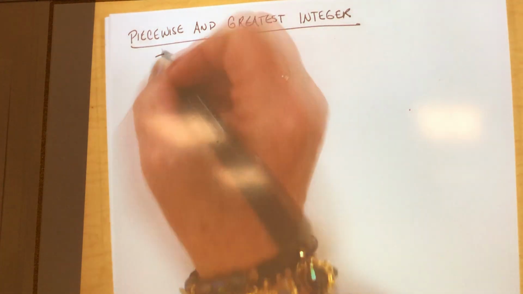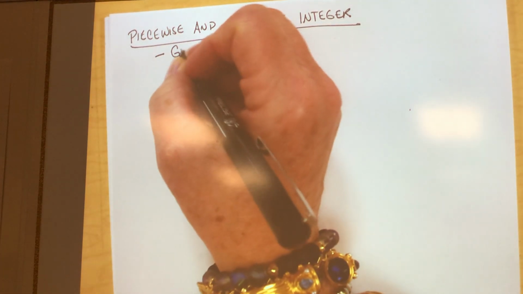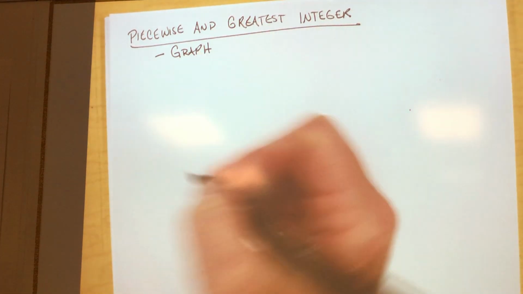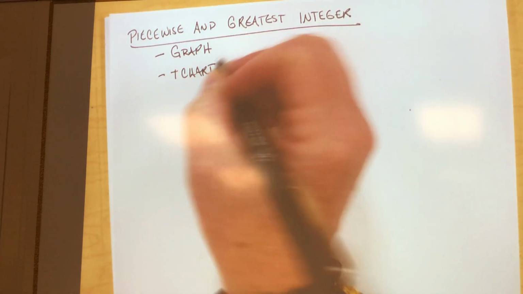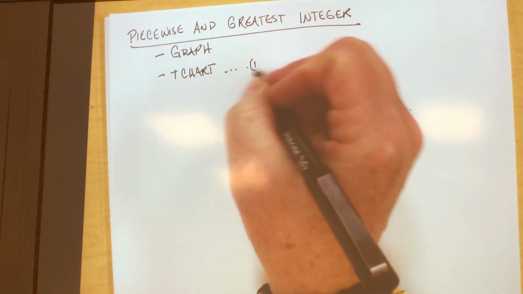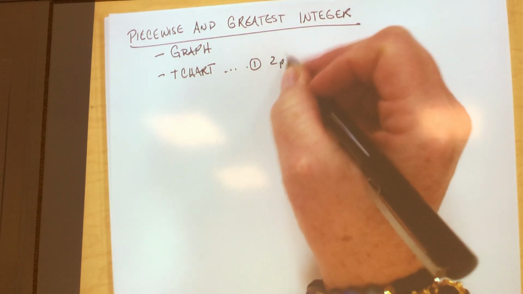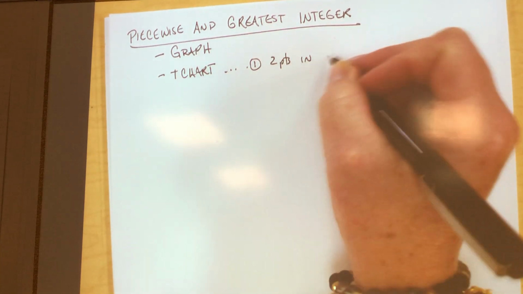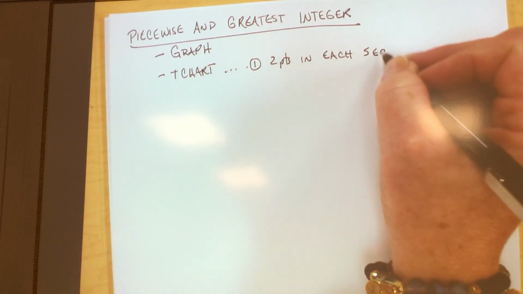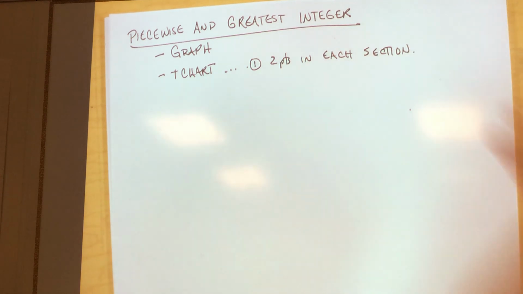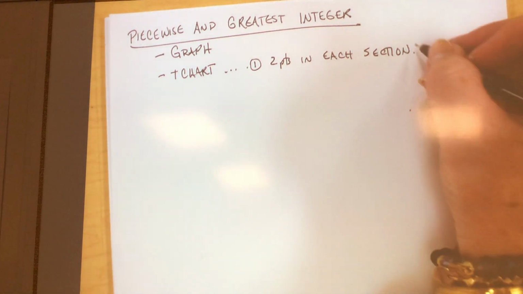So on your piecewise functions, what do I want to see? Well, I want to see your graph, okay? And I want to see a T-chart. On your T-chart, I want 2 points in each section. We will divide our graph up into sections, hence the word piecewise. Each piece, okay?